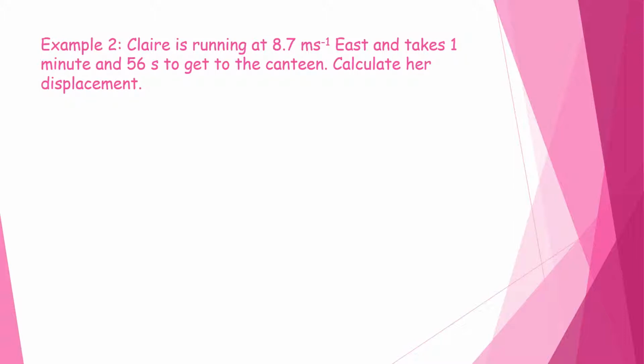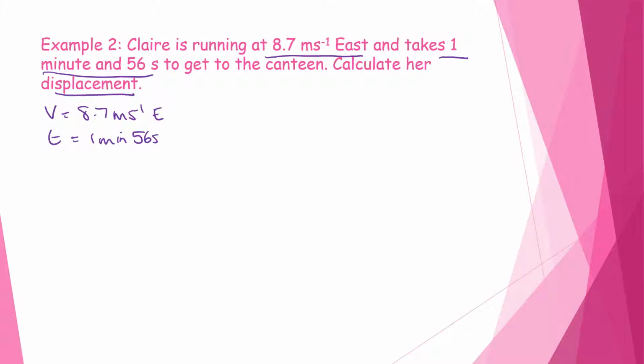Now let's look at example number 2. First of all, we underline key points, 8.7 meters per second, that's how fast Claire's travelling, and she takes 1 minute and 56 seconds to get to the canteen. Now we have to find her displacement. So we've underlined our key points, now we need to record our data. So our velocity was 8.7 meters per second east. Our time was 1 minute and 56 seconds.